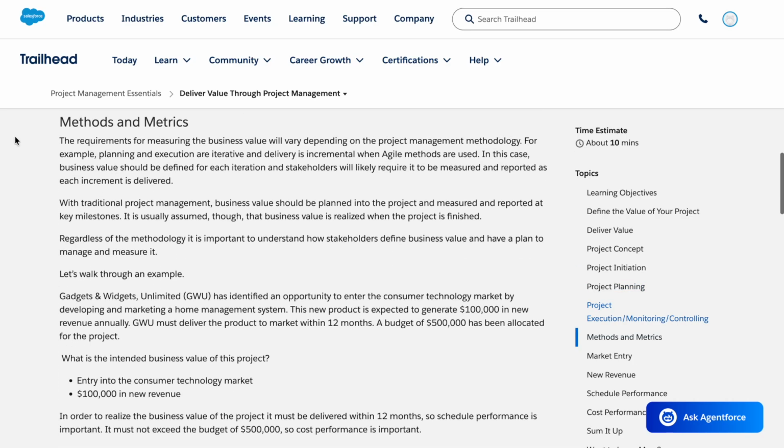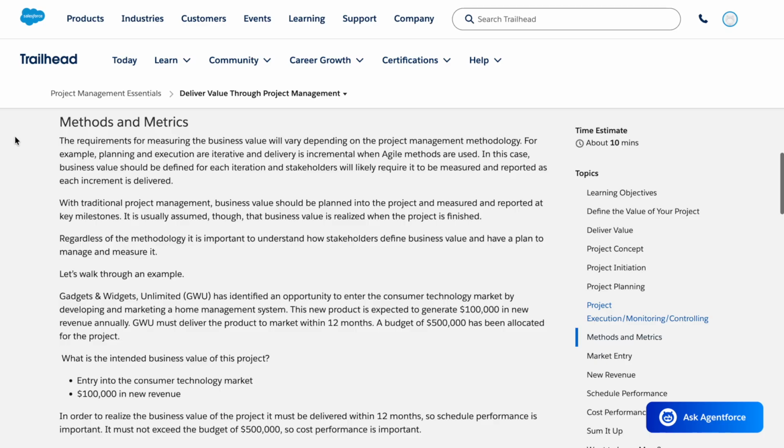Methods and metrics. The requirements for measuring the business value will vary depending on the project management methodology. For example, planning and execution are iterative and delivery is incremental when agile methods are used. In this case, business value should be defined for each iteration, and stakeholders will likely require it to be measured and reported as each increment is delivered. With traditional project management, business value should be planned into the project and measured and reported at key milestones.